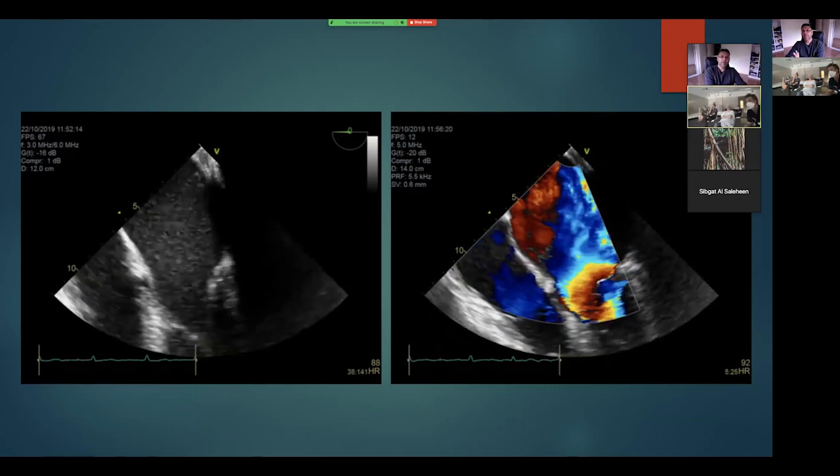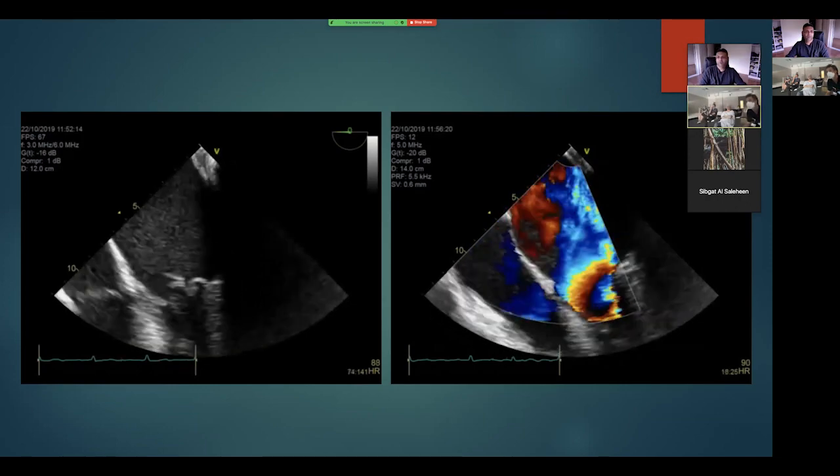We'll give you a better one. I think it's the same view, but it's a zoomed view. So I think we can go to the next one.